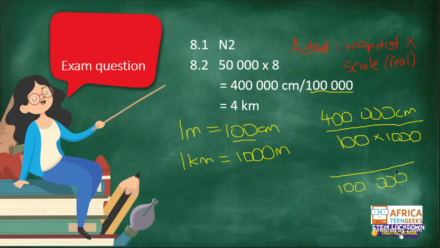Hopefully, you can see my yellow. So you divide 400,000 by 100,000. Okay, that is one way of remembering.